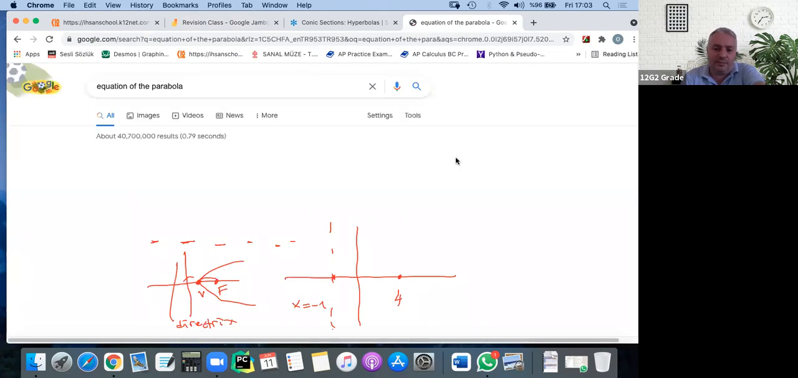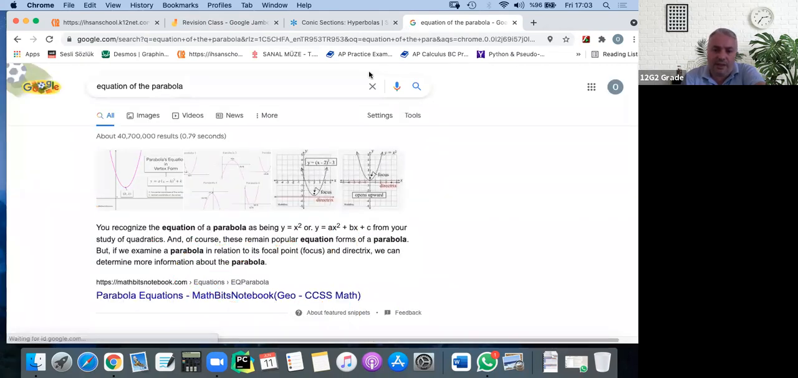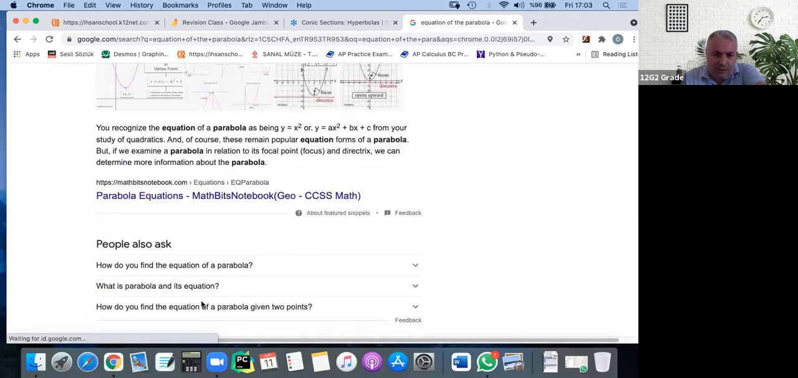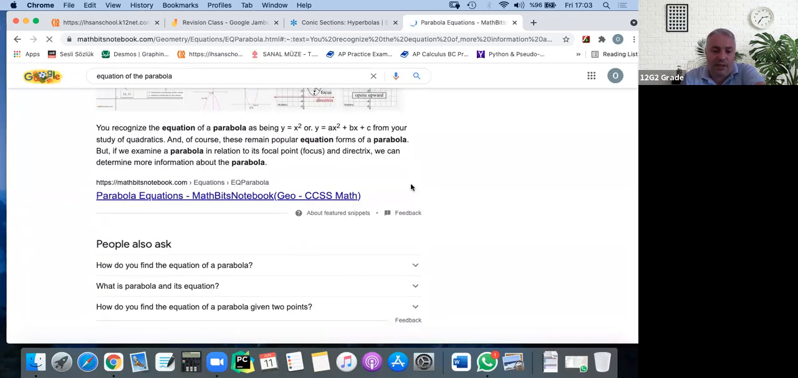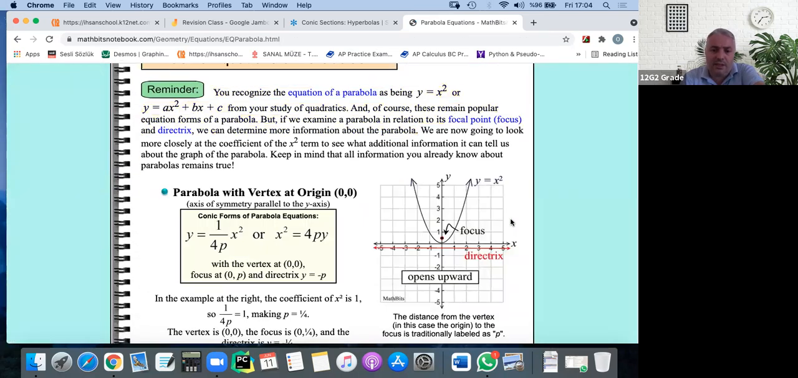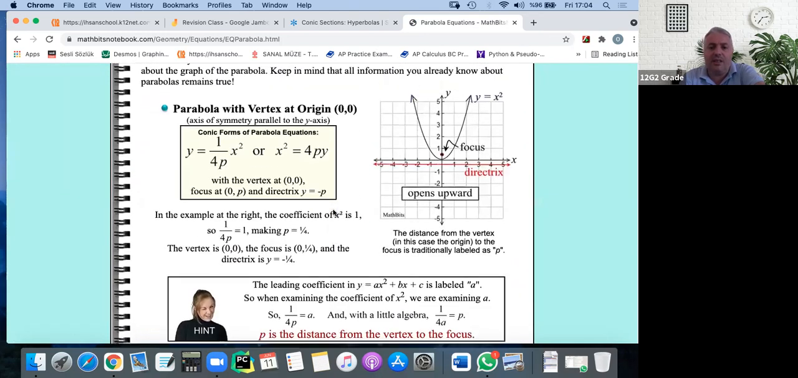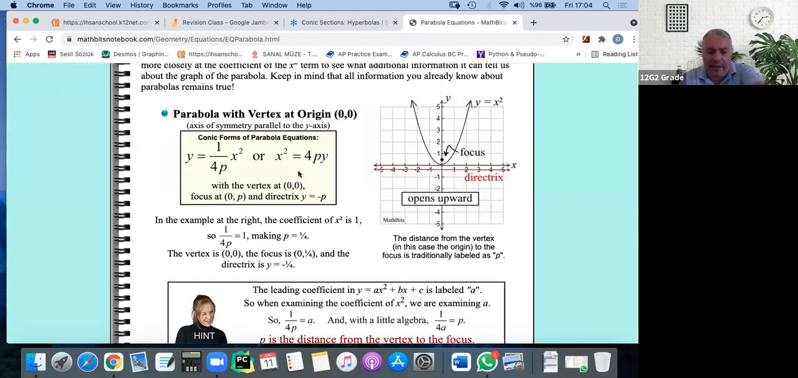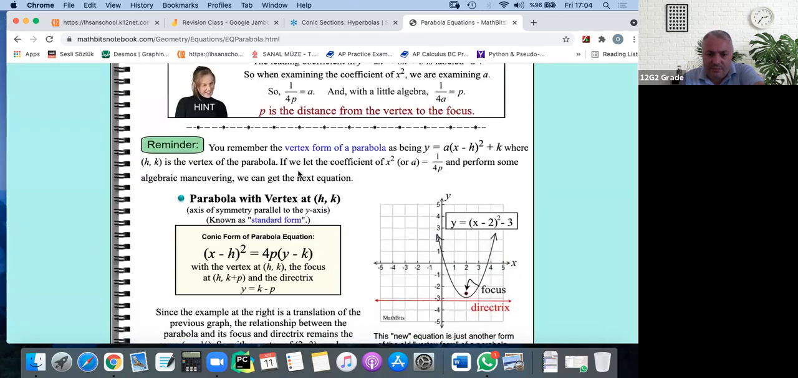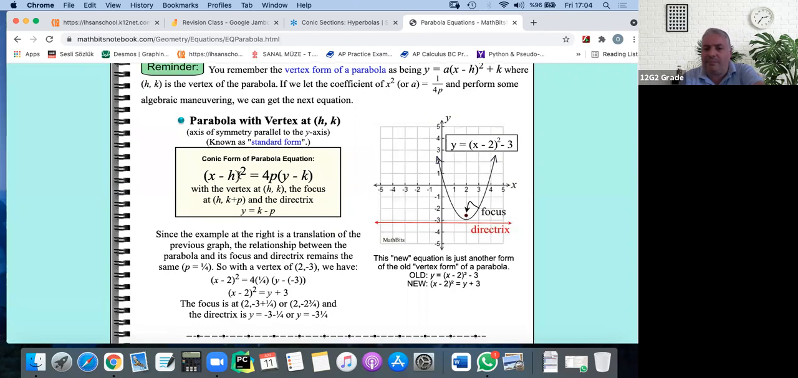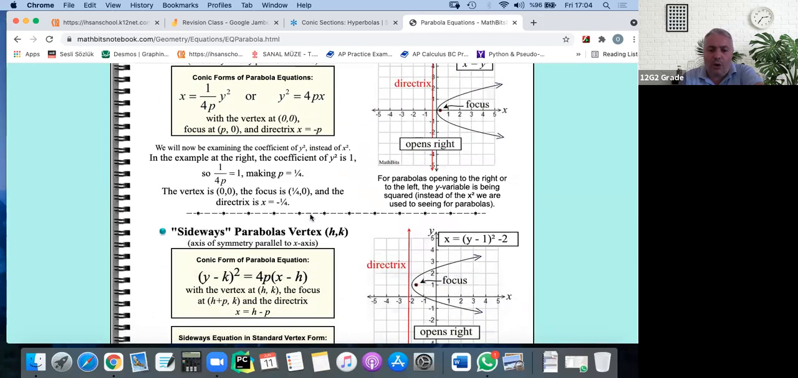Let's see. How was this? So let us look at the first one. First of all, our parabola equation, x squared is equal to 4py, it says, or y is equal to 1 over 4p times x squared. This is the thing we have studied in our textbook. (x minus h) squared is equal to 4p times (y minus k), or (y minus k) squared is equal to 4p times (x minus h).